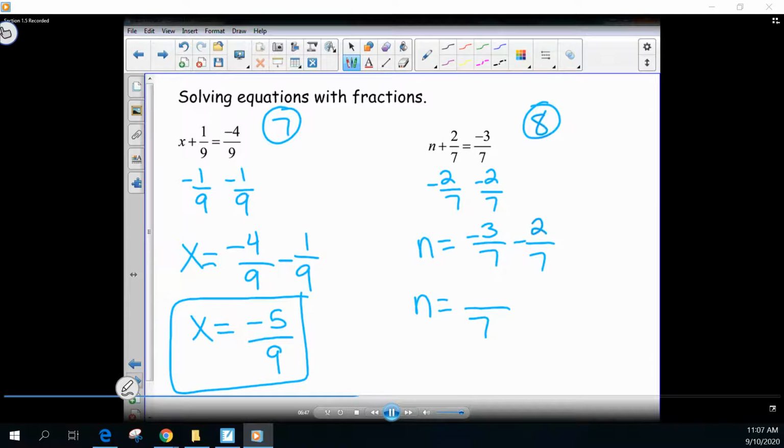Negative 3 minus 2 would be, if we get further negatives, you would have negative 5. And negative 5/7 cannot be simplified. So that would be your answer. n equals negative 5/7.